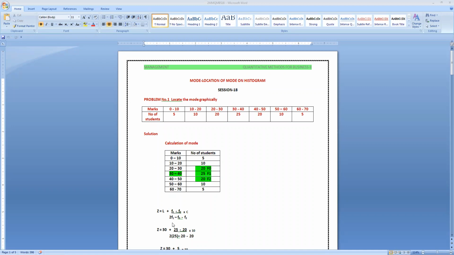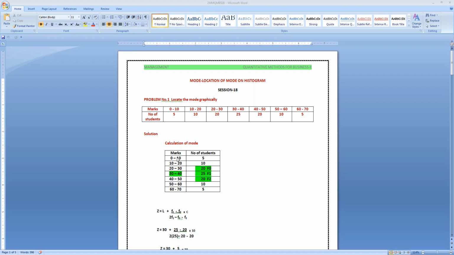So here they have given class intervals and number of students, one column. The class intervals start from 0 to 10, 10 to 20, 20 to 30, 30 to 40, 40 to 50, 50 to 60 and 60 to 70. And also given in the question is the frequency: 5, 10, 20, 25, 20, 10 and 5. Let us go for calculating the value of mode, then we should locate it on the graph.